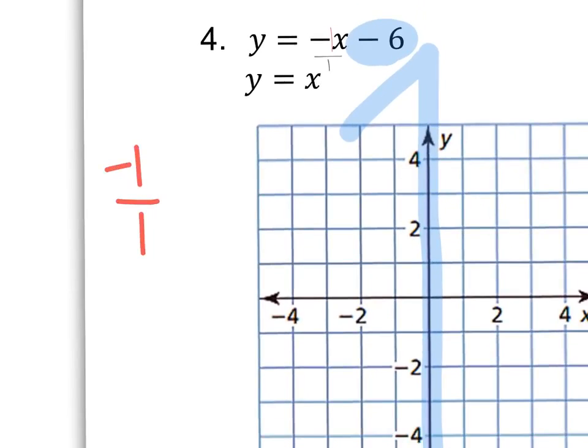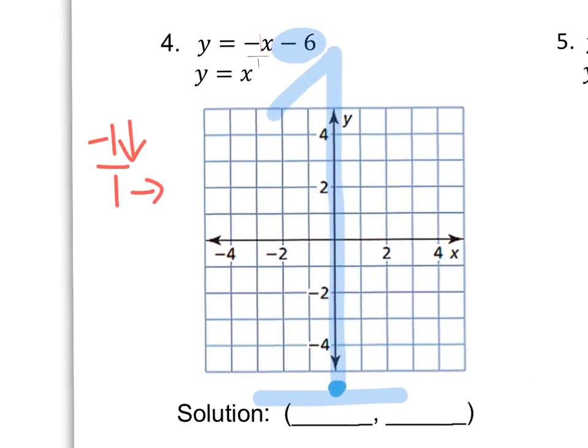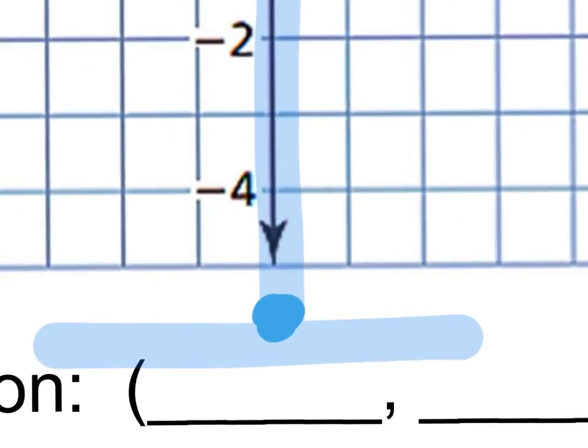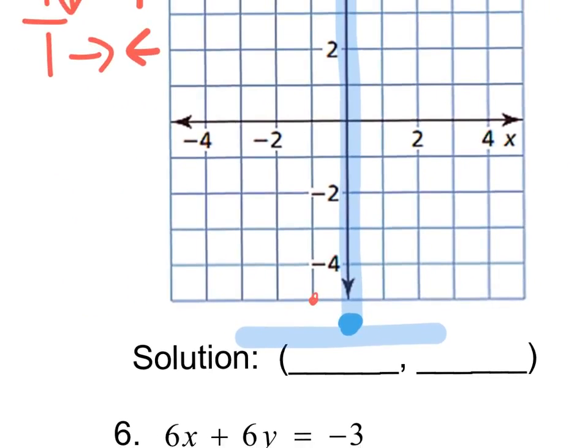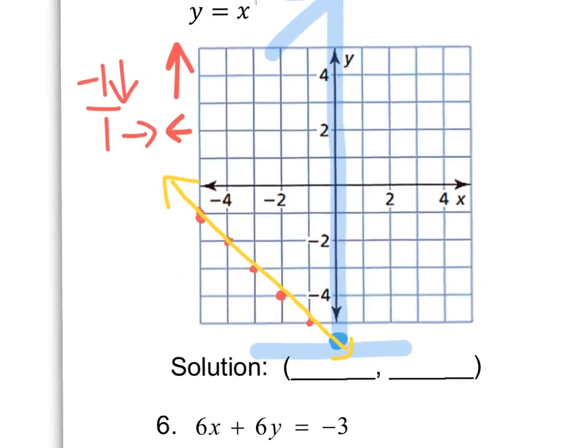So directionally, I'm going to go down and I'm going to go right, because that's my rise and run. Or I can do the opposite of that, which is to go up and left. So I go over here to my y-intercept, and I'm going to go up 1 and left 1. And I'm going to continue that pattern, up one and left one, and then I'm going to connect my dots, and that's going to give me my first equation. I'm going to do the same thing for the second one.